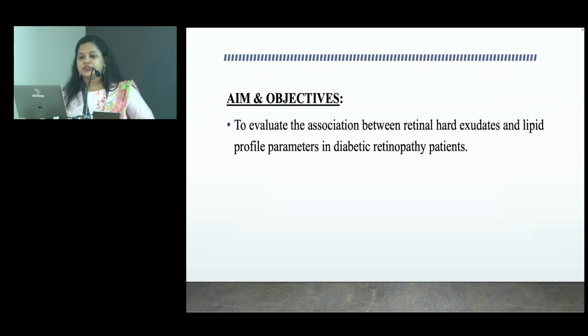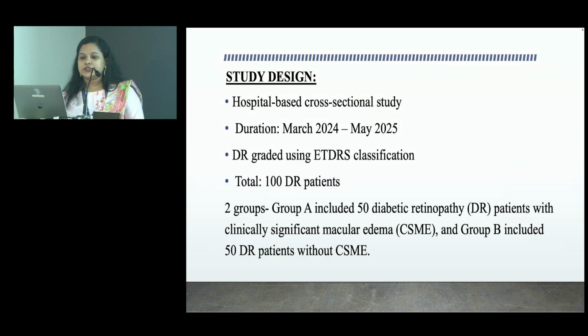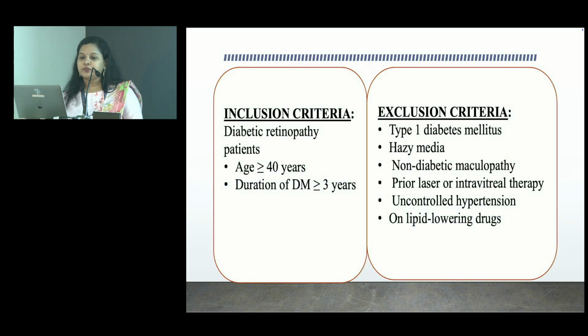Coming to aims and objectives, the aim is to evaluate the association between retinal hard exudates and lipid profile parameters in diabetic retinopathy patients. Study design: it is a hospital-based cross-sectional study. Duration was from March 2024 to May 2025. Diabetic retinopathy grading using ETDRS classification. A total of 100 diabetic retinopathy patients were included, divided into two groups. Group A consists of 50 DR patients with CSME and Group B consists of 50 DR patients without CSME.